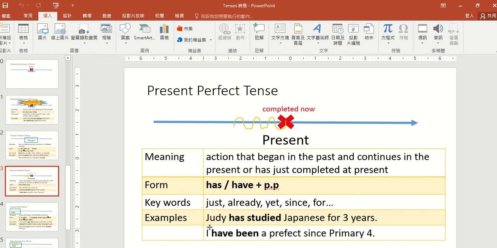You can read with me. Judy has studied Japanese for 3 years. I have been a prefect since primary 4.